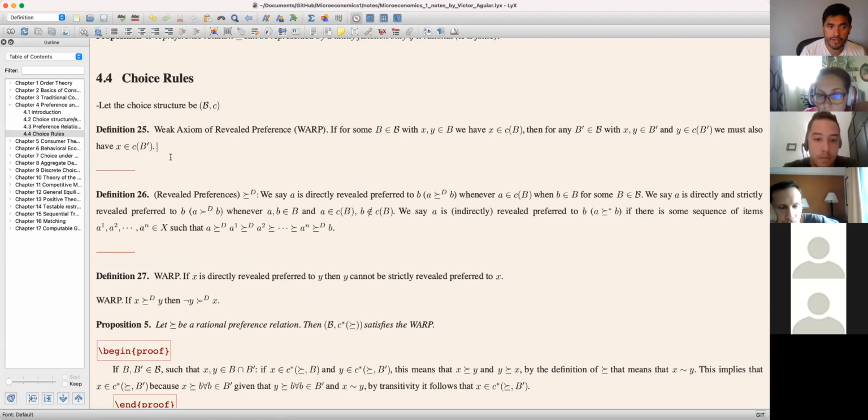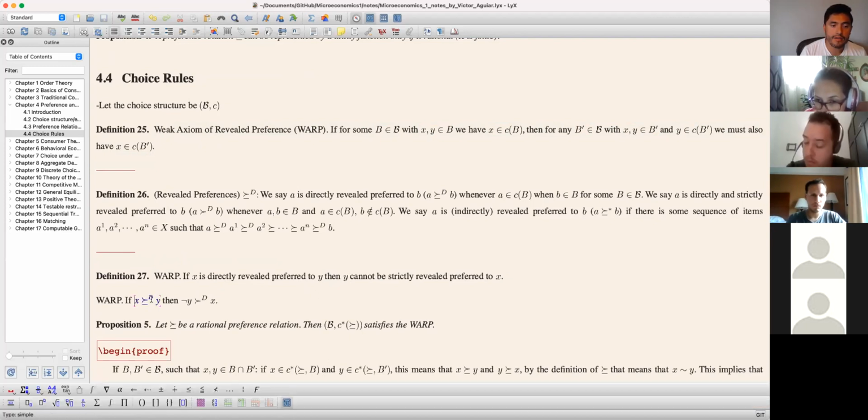The weak axiom that I just described here, I'm going to write it in terms of the revealed preference relation. We say WARP holds if X is directly revealed preferred to Y, then Y cannot be strictly revealed preferred to X. In notation, X in relation D with Y implies not Y strictly directly revealed preferred to X. Okay? Do you understand? So this is the weak axiom of revealed preference. The weak axiom is of course a definition that is putting a restriction on the revealed preference relation that I infer from data.